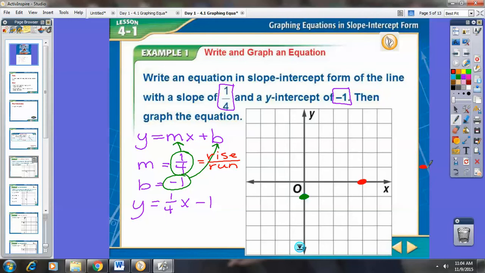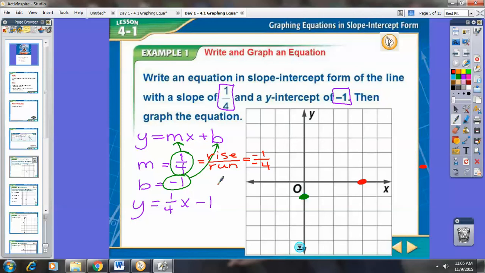Now, instead of rising 1 and running 4, we have another option. We could have gone the other direction. Couldn't you go down 1 and go over 4? You got it. That's right. We could have. Isn't -1 divided by -4 the same as +1/4? -1 divided by -4 is the same as +1/4.